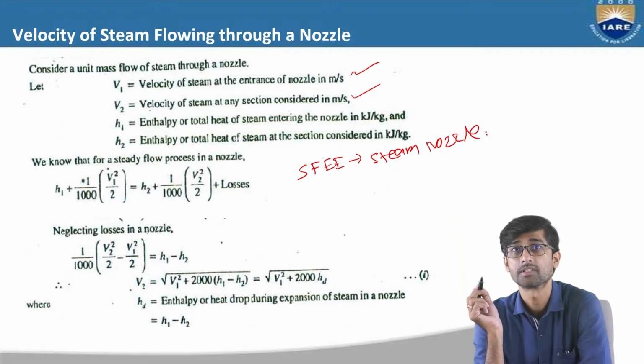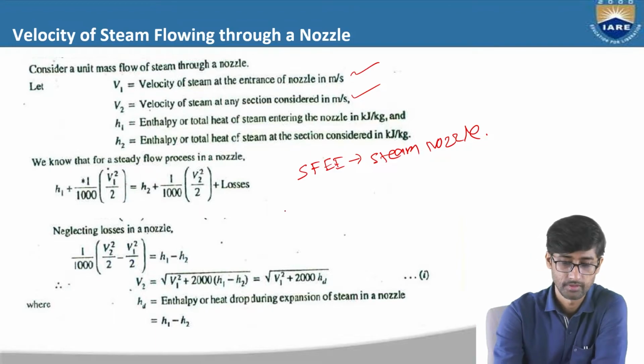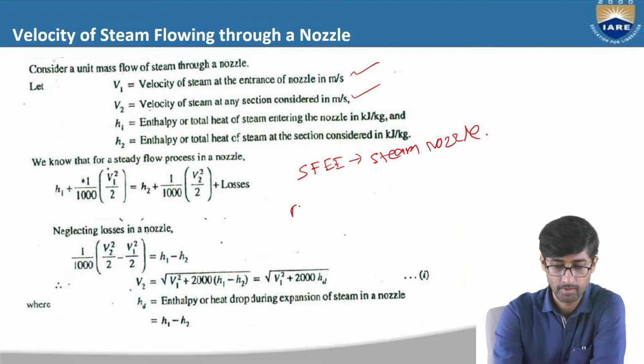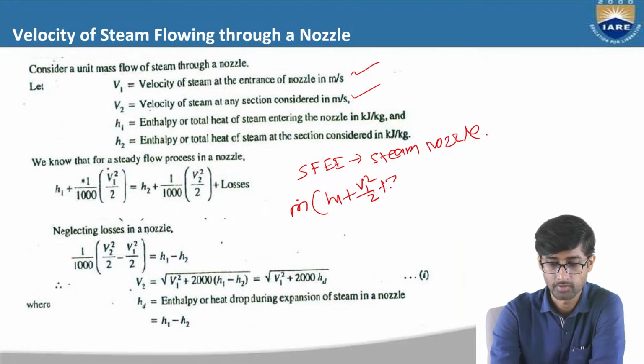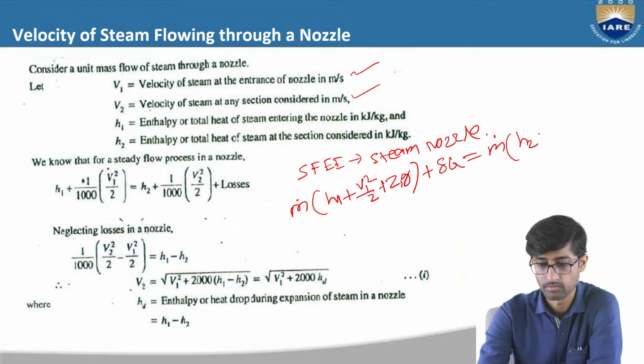Steady flow energy balance equation applied to a steam nozzle. So what is the steady flow energy balance equation? It is m dot, the mass flow rate, times h1 plus kinetic energy plus potential energy, plus the rate of heat transfer, is equal to m dot times h2 plus V2 square by 2 plus potential energy, plus the rate of work transfer.